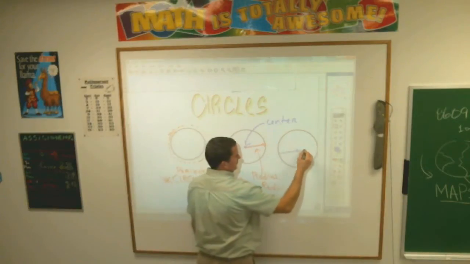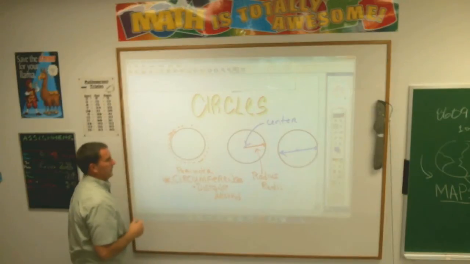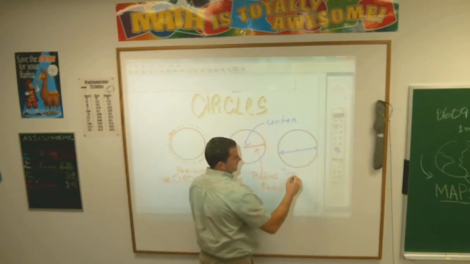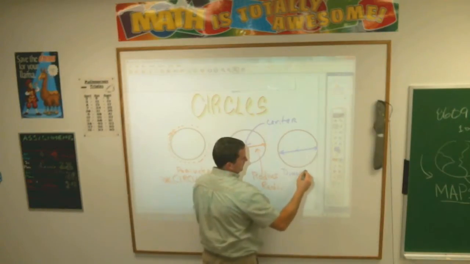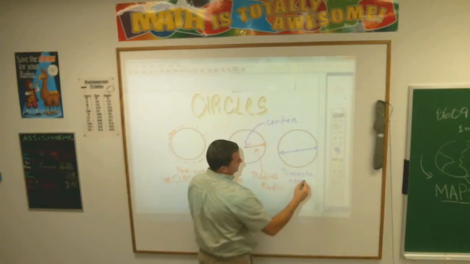And the line that goes all the way through the center of the circle is the diameter, which is all the way through.